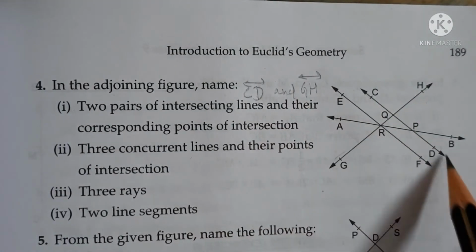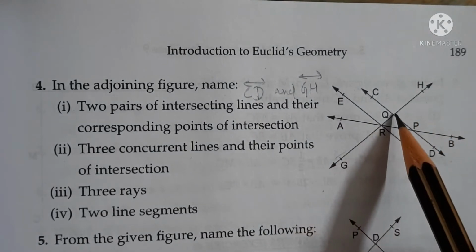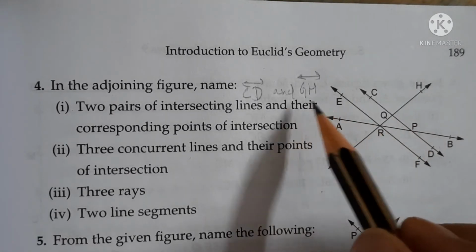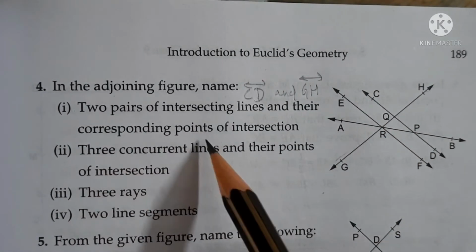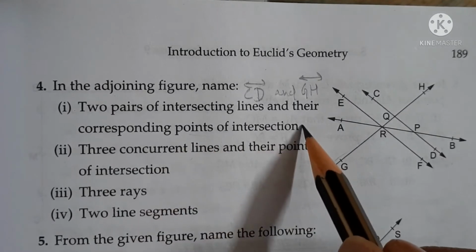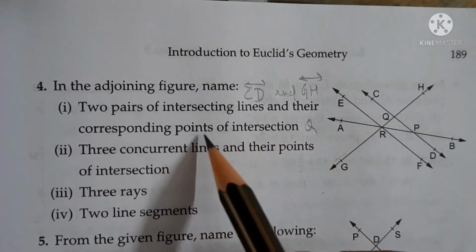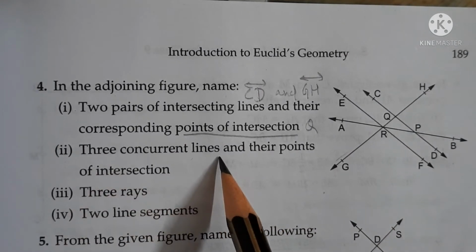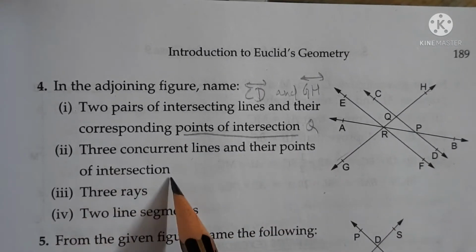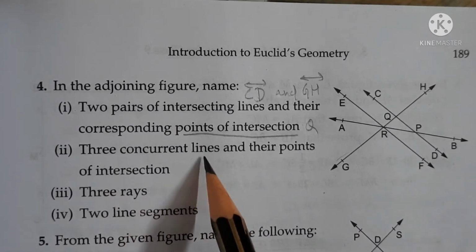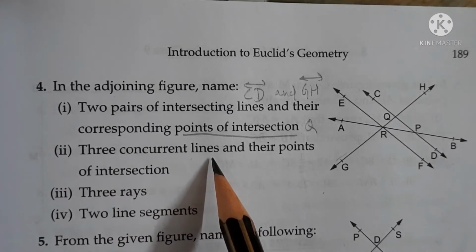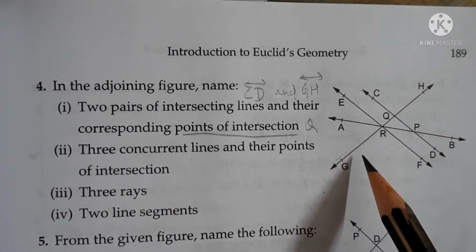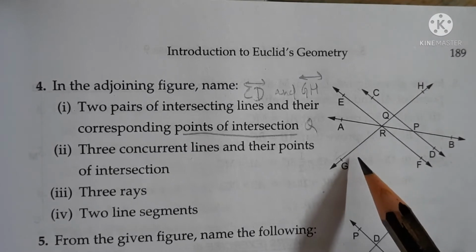These are 2 intersecting lines and both meet at point Q. So Q is the intersecting point. Point of intersection means Q. Next, 3 concurrent lines and their points of intersection. Concurrent lines means lines passing through the same point. So we have to find 3 lines which pass through the same point.